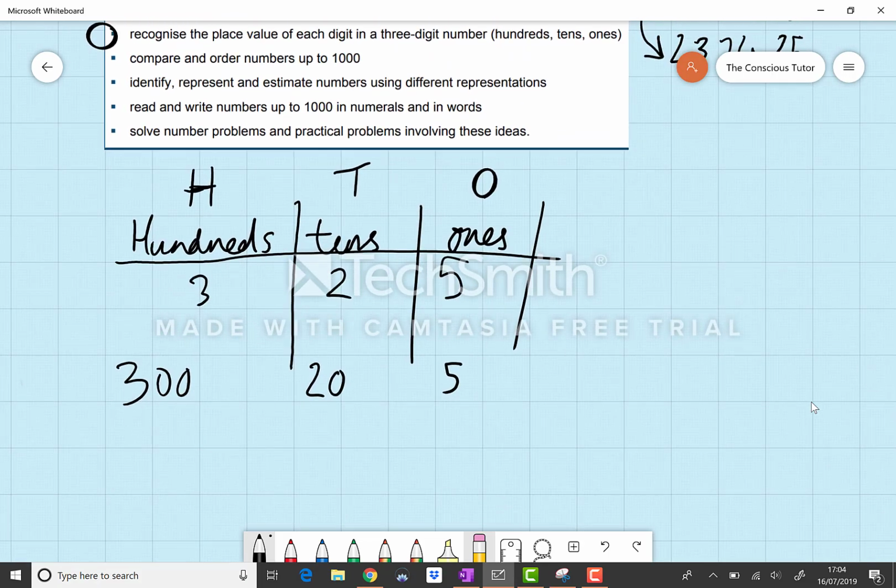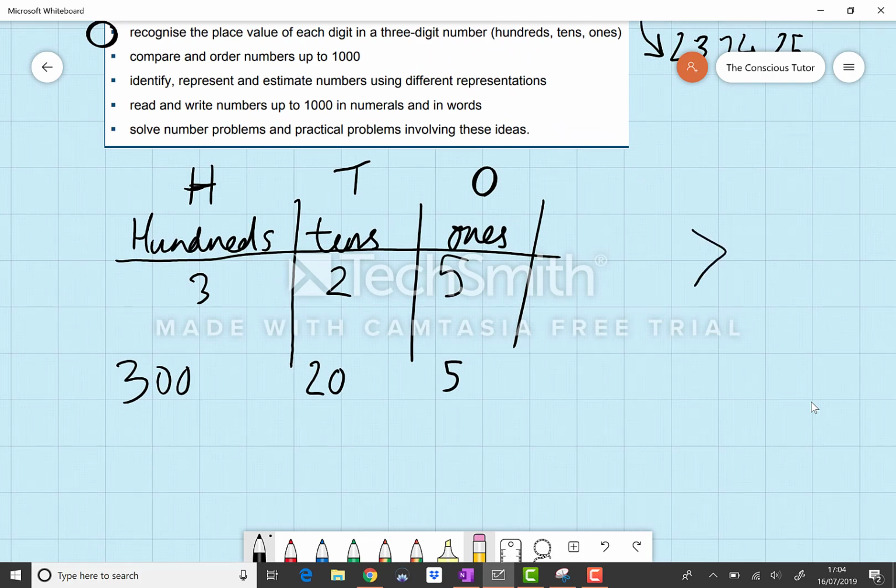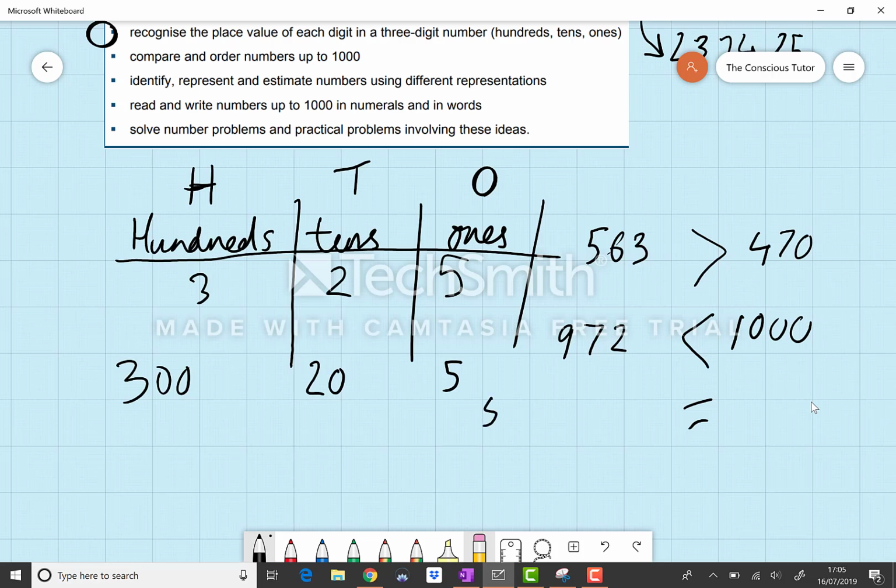Children must also be able to compare and order numbers up to 1000. So again, using the more than, less than, and equal to signs. So for example, 563 is more than 470. 972 is less than 1000. 500 plus 50 plus 100 equals 550 plus 100. That could be a way in which it is shown that that is equivalent to 650.